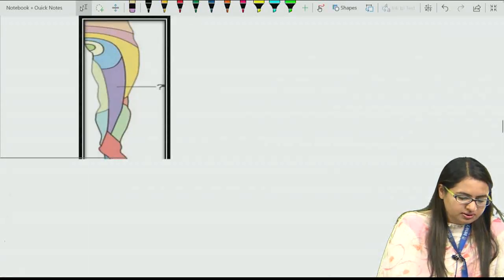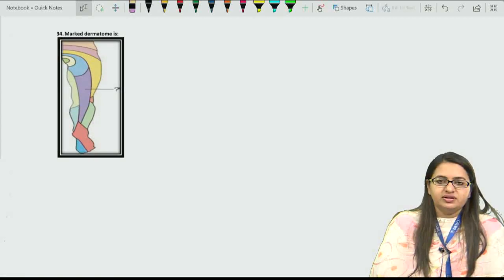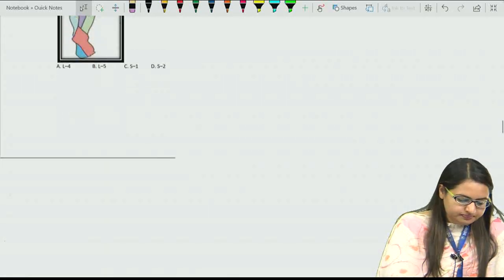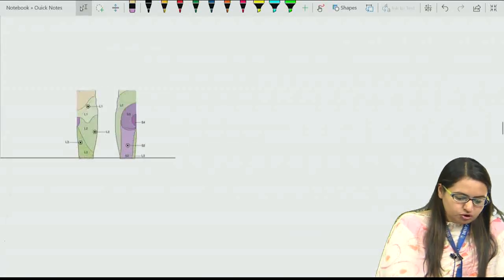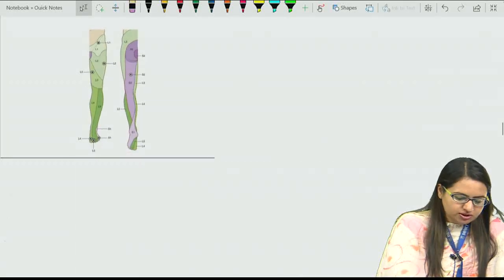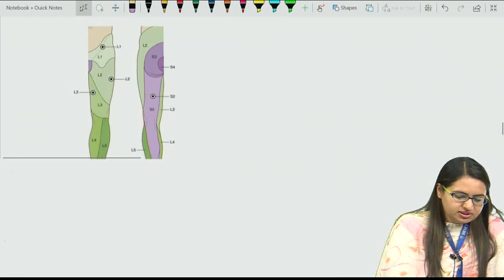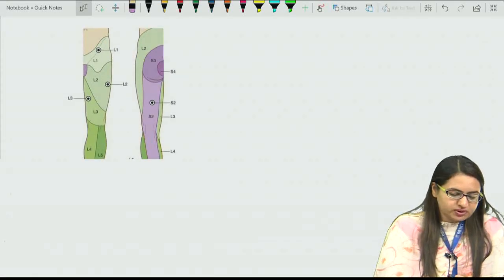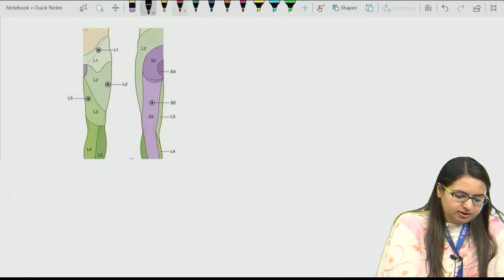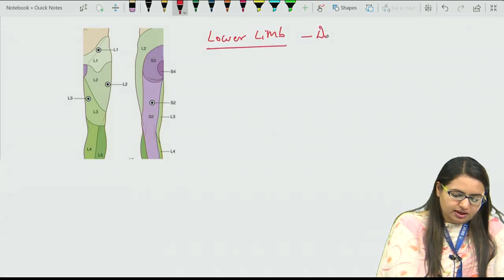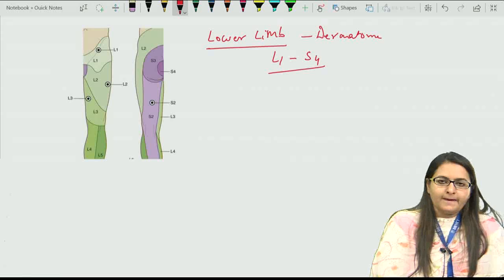The next question, in this question you have to identify the marked dermatome. This picture is showing the dermatome of the lower limb. Towards the anterior side for the lower limb, regarding the dermatome, it is from L1 to S4.